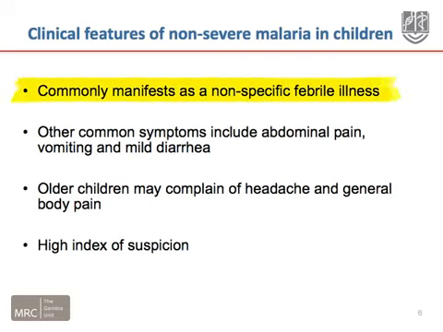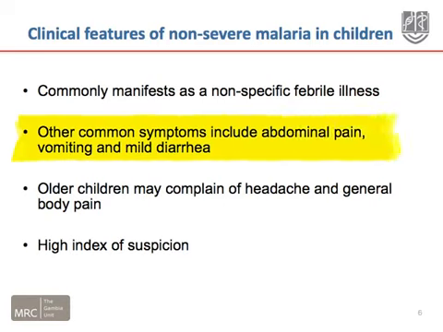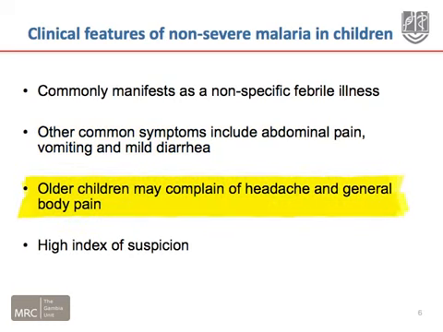Malaria commonly presents as non-specific febrile illness, thus making it difficult to diagnose based just on clinical features. As febrile illnesses are common in endemic countries, a high index of suspicion is important in a case of suspected malaria. Other features include abdominal pain, vomiting, and mild diarrhea. Older children may complain of headache and general body pain.